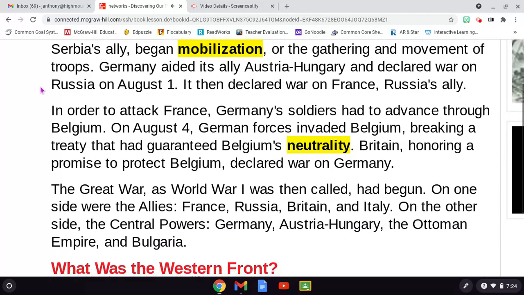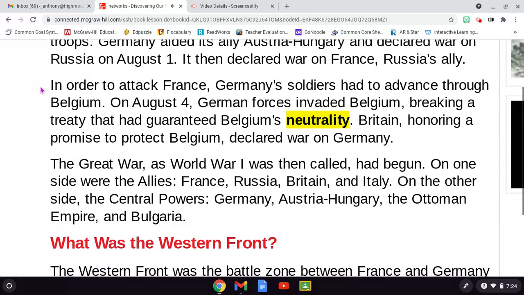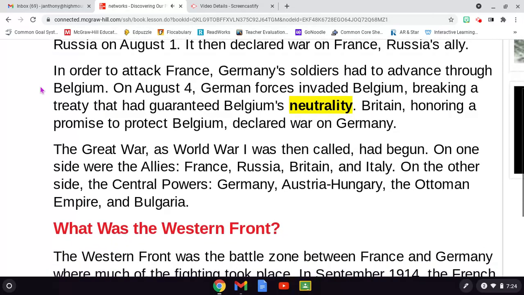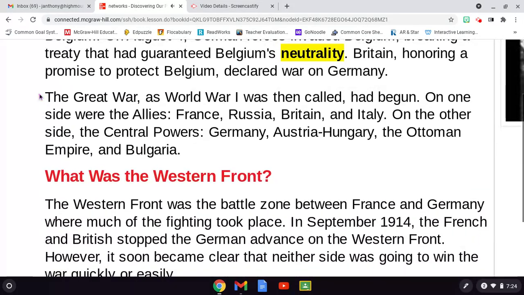In order to attack France, Germany's soldiers had to advance through Belgium. On August 4th, German forces invaded Belgium, breaking a treaty that had guaranteed Belgium's neutrality. Britain, honoring a promise to protect Belgium, declared war on Germany. The Great War, as World War I was later called, had begun.